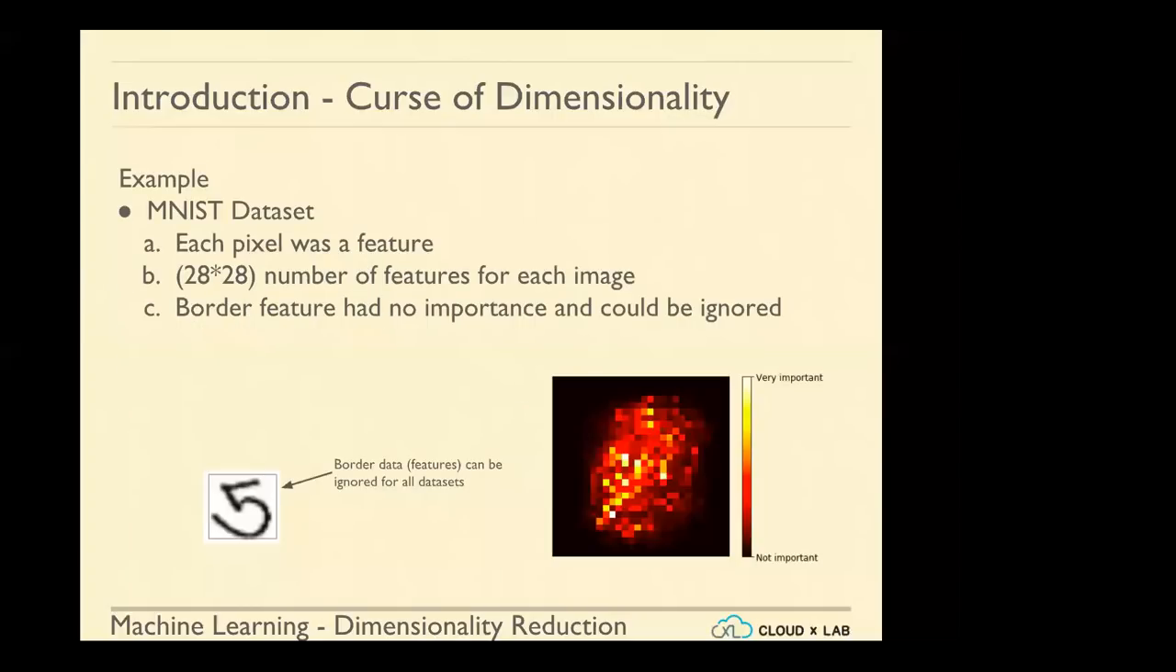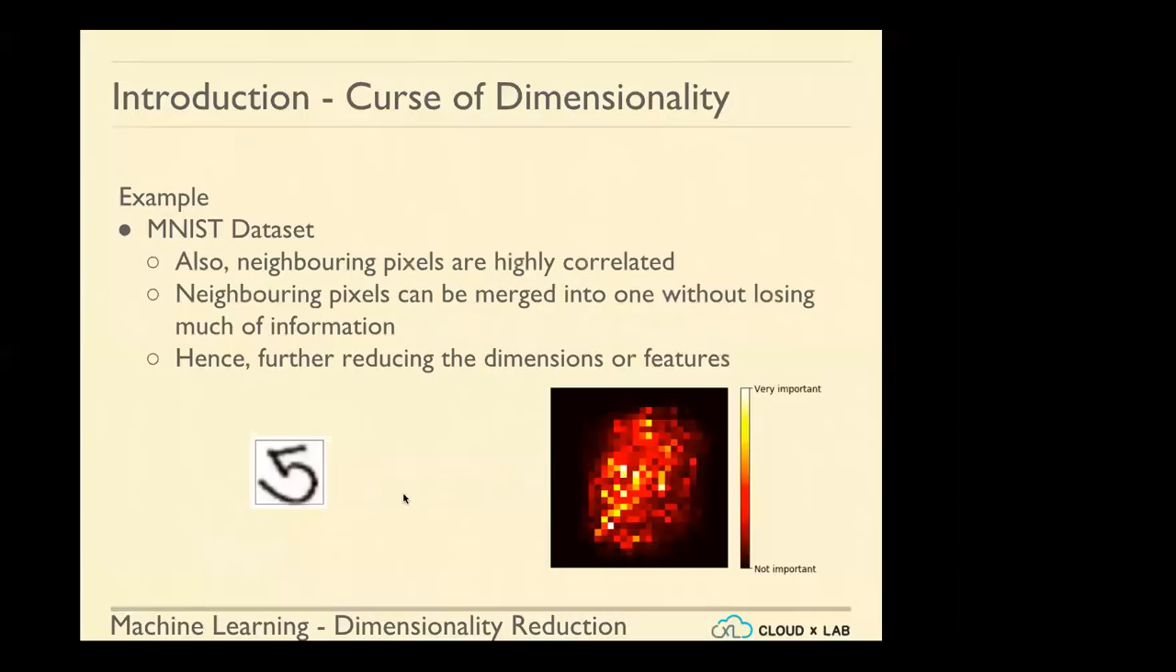Now, for example, in the MNIST dataset, each pixel was a feature, 28 by 28 features in each image. And the border pixels around, you can see what percentage of pixels these are. These would be around 50% of pixels that are kind of useless, so half of the memory is kind of misused. Also, neighboring pixels are highly correlated. Neighboring pixels like this and this are very highly correlated. So generally, the neighboring pixels are highly correlated and can be merged into one without losing much information.